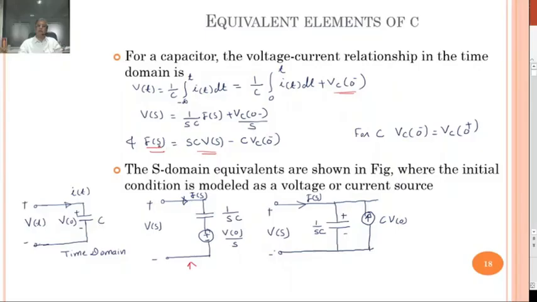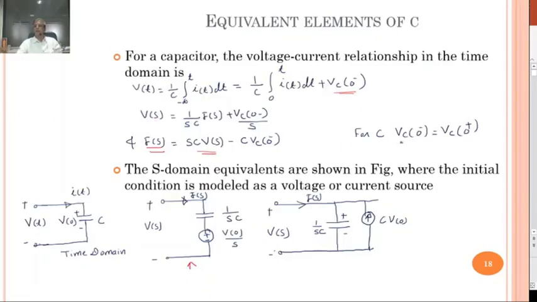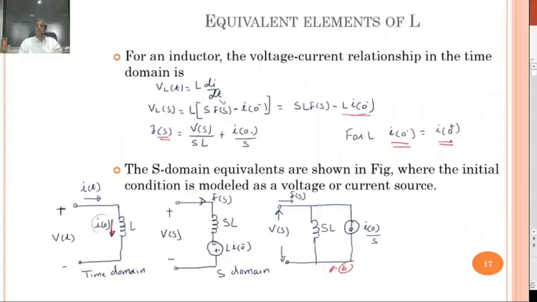This is the equation: I(s) is the current flowing through the capacitor, and this is the voltage across this capacitor. The capacitor stores energy in the form of electrical energy, and the charge or the voltage across this capacitor does not change suddenly. Hence, the voltage across this capacitor before switching and after switching is the same. Similarly, the current flowing through the inductor before switching and after switching is the same. And this is called the initial conditions.